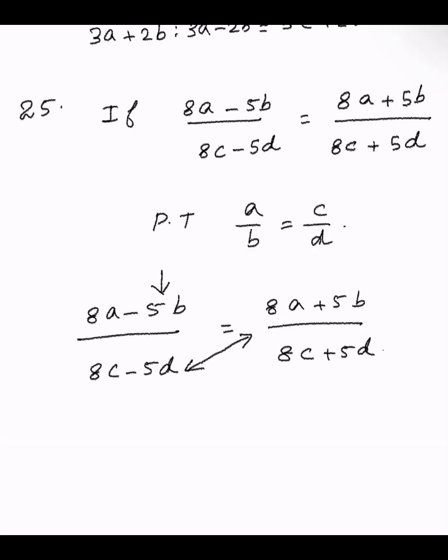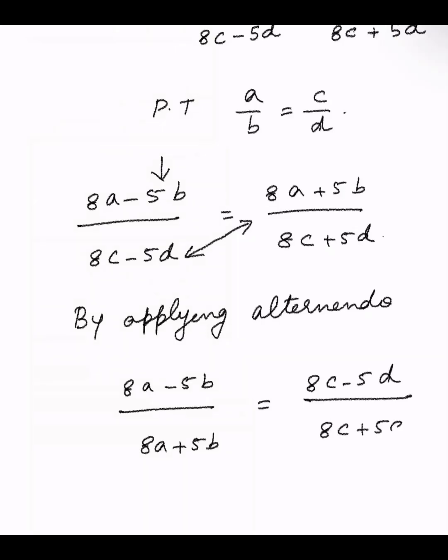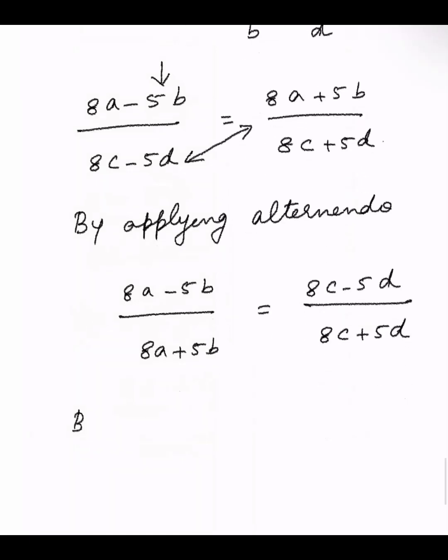So this interchange is a property. I told you, do this interchange. And what is this property? This property is alternando. So the property name is alternando, and you should write by applying alternando. By applying alternando, what do you get? 8a minus 5b divided by 8a plus 5b is equal to 8c minus 5d divided by 8c plus 5d. Now you apply componendo and dividendo.